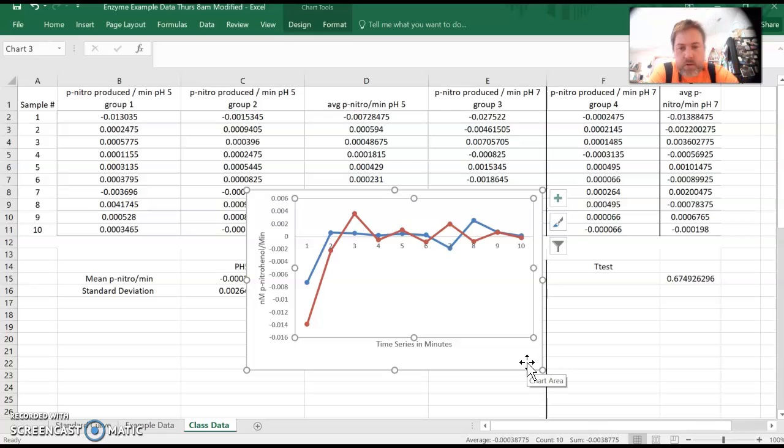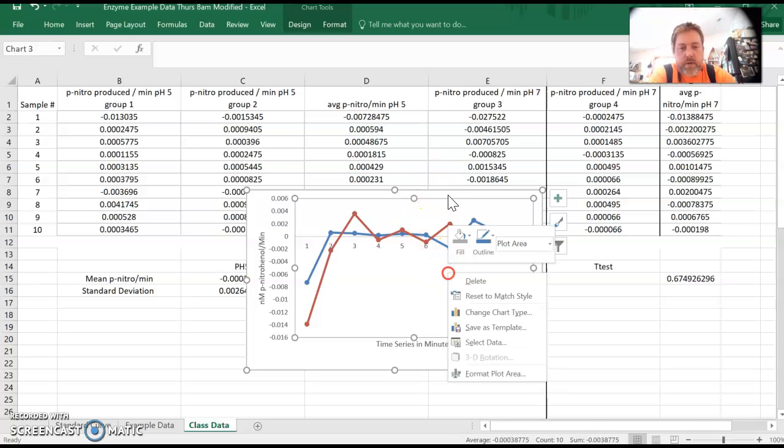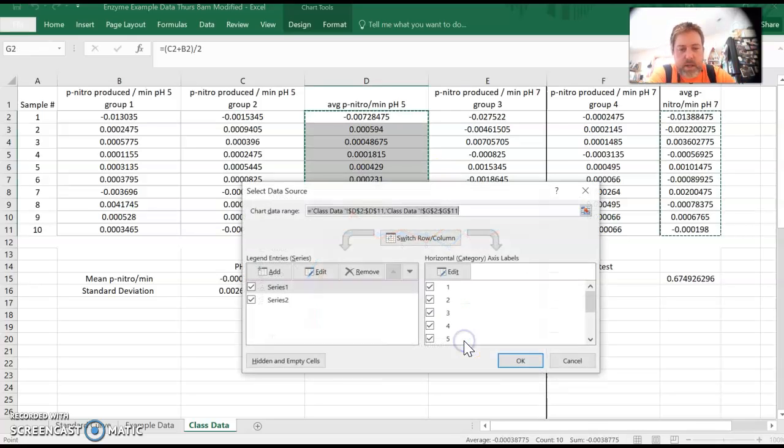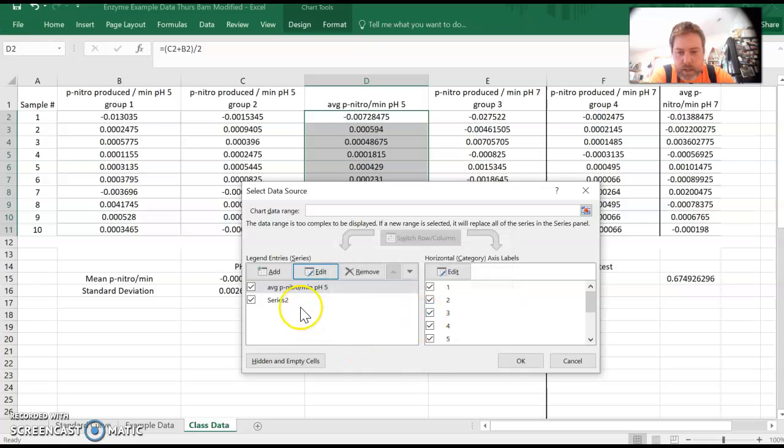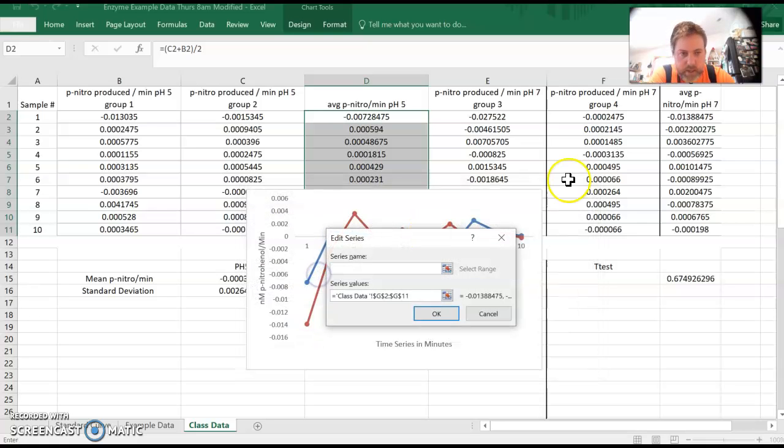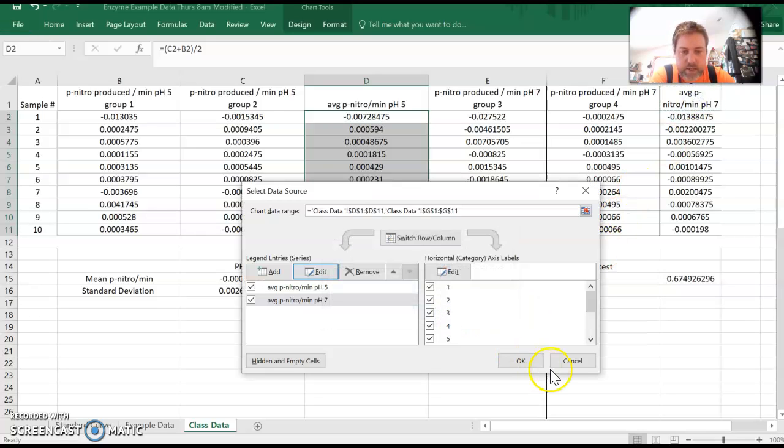We should also clear up what color is each. So let's go back to select data again. We'll select series 1, we'll hit edit. The series name will come up here and just click on the average P nitro per minute pH 5. And we'll edit the other one, average P nitro for pH 7. Right, same thing. We're just adding in the series names.